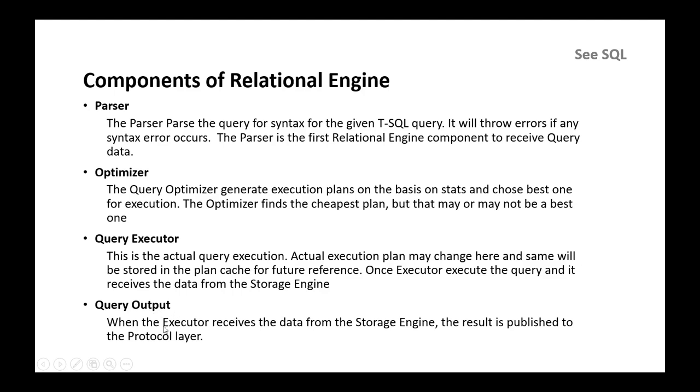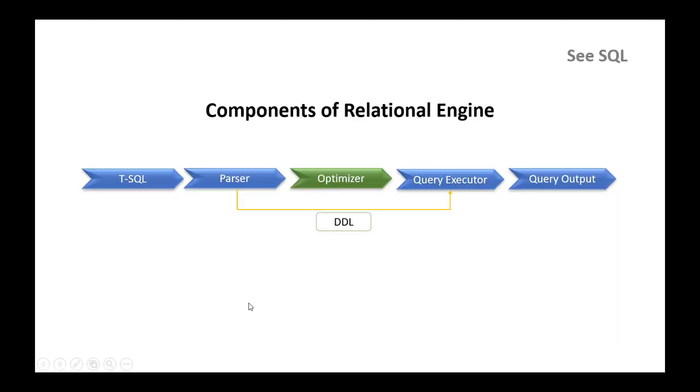Then Query Output. When the executor receives the data from the storage engine, the result is published to the protocol layer. It means there are different protocol layers. Based on the permission, the data will return to the user. This is the process of the execution of the user query.